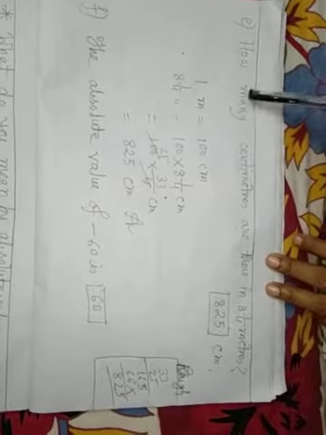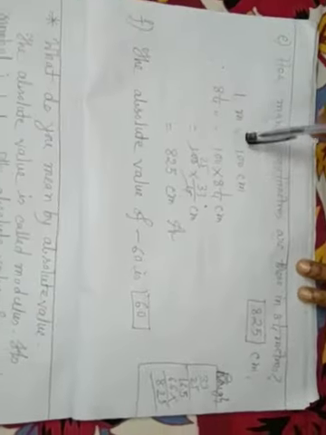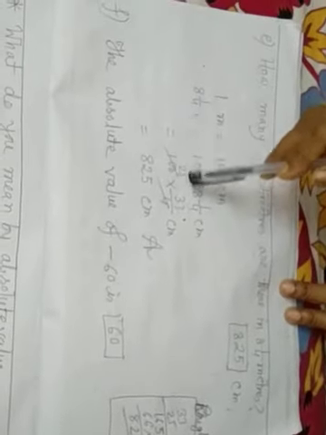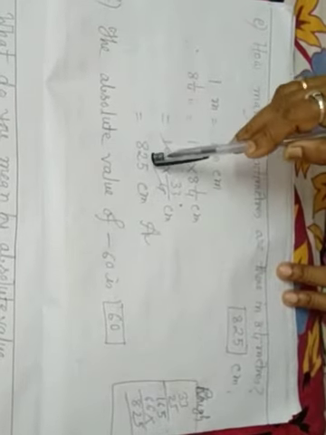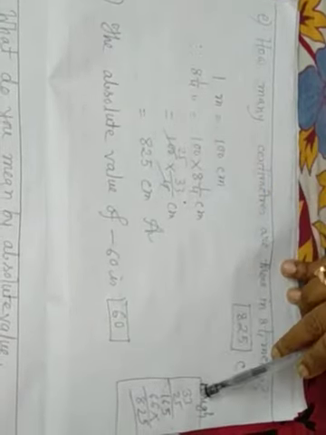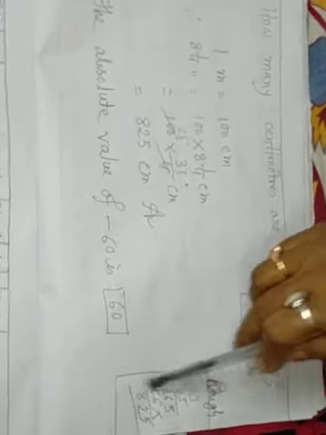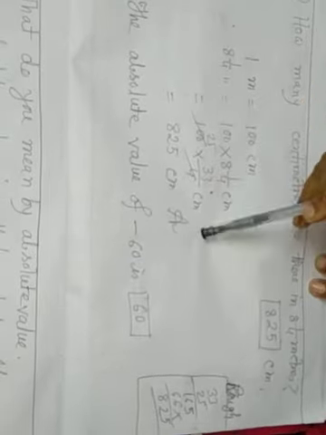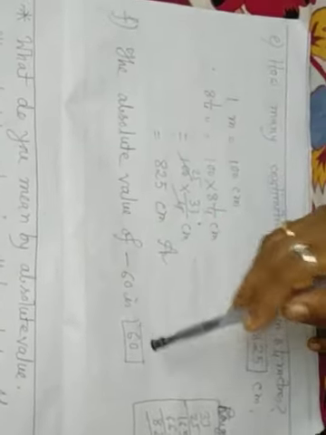E. How many centimeters are there in 8 1 by 4 meters? That is, 1 meter equal to 100 centimeter. 8 1 by 4 meter is equal to 100 into 8 1 by 4 centimeter. That is 100 into, 4 8s are 32 plus 1, 33 by 4. So 825 centimeters. 4 25s is 100, 33 into 25. I do it here. 825 centimeters.